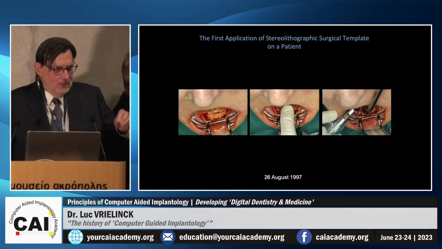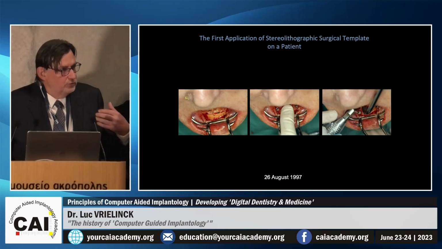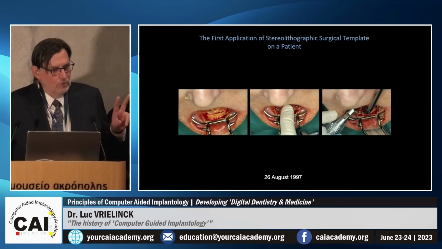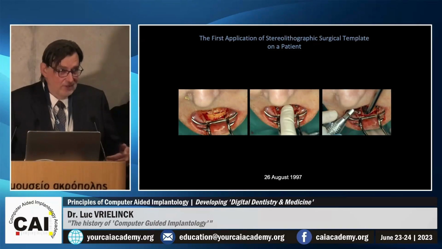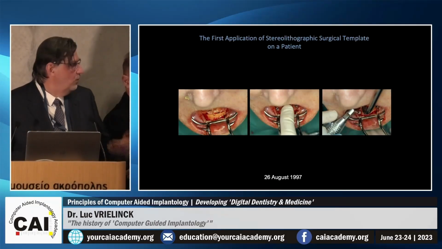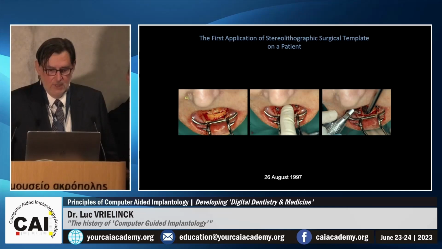We did the drilling. It took just 2 minutes to do the operation, but it's the culmination of many years of preparation. So we have that in that day, 26 August, and I think it should be a holiday almost because it's this year, 25 years ago. 25 years ago, we did the first patient.